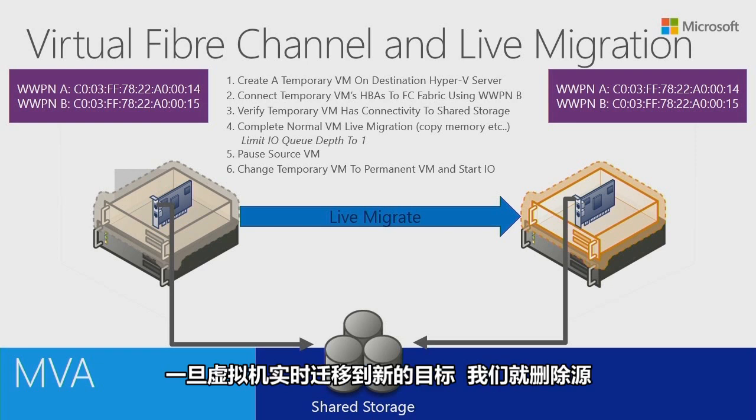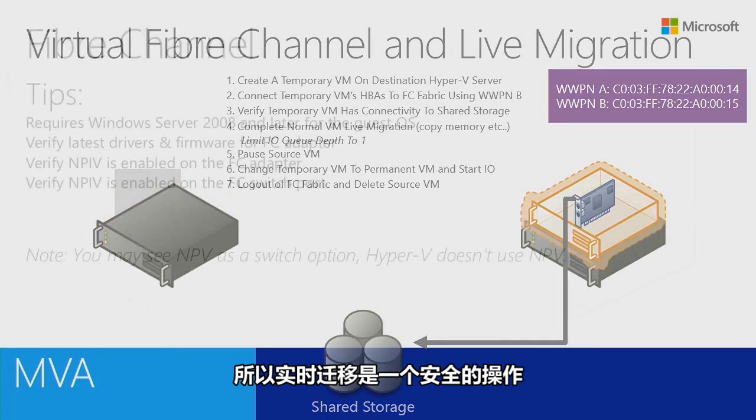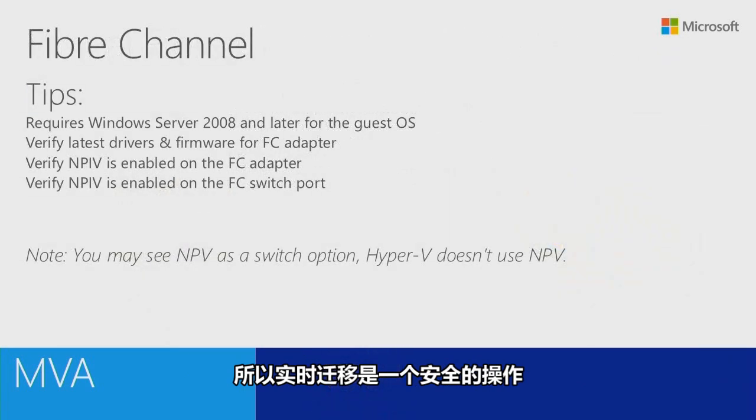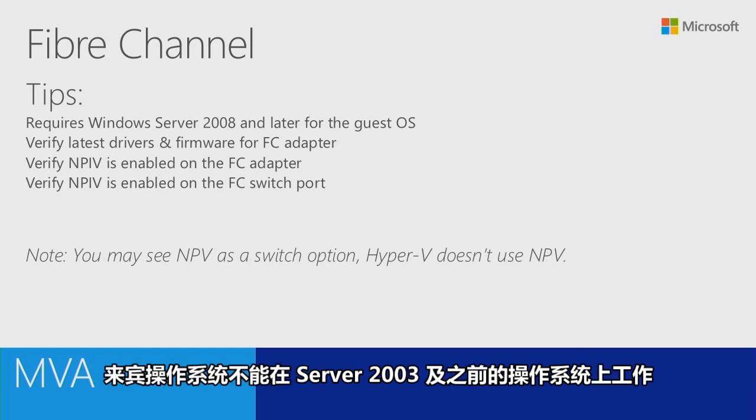Once the VM's been live migrated to the new target, then we delete it on the source. So again, your live migration is always a safe operation. Couple of tips around Fiber Channel. For the guest operating system, it requires Server 2008 and later. Doesn't work on Server 2003 or anything previous, nor will it ever. That's a completely different driver model, and we're not going there. You're going to want Server 2008 and later for the guest OS.